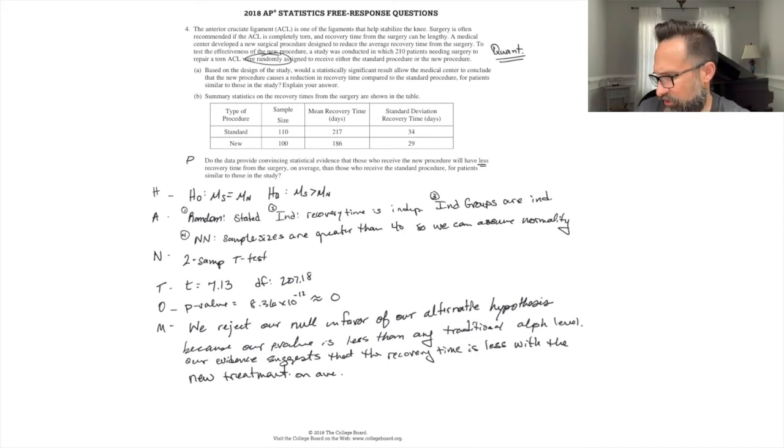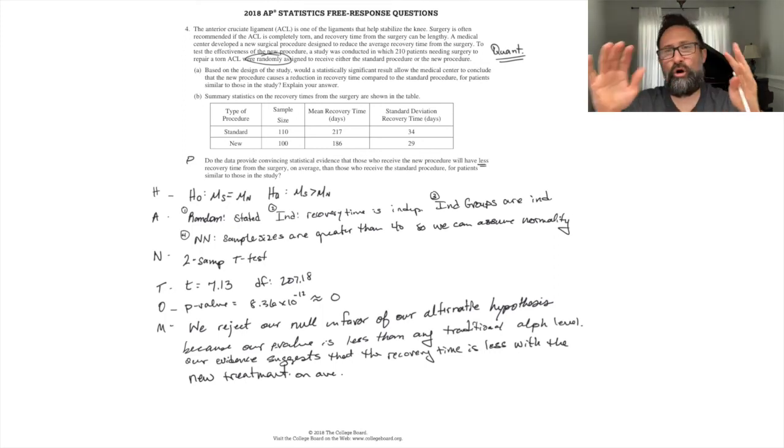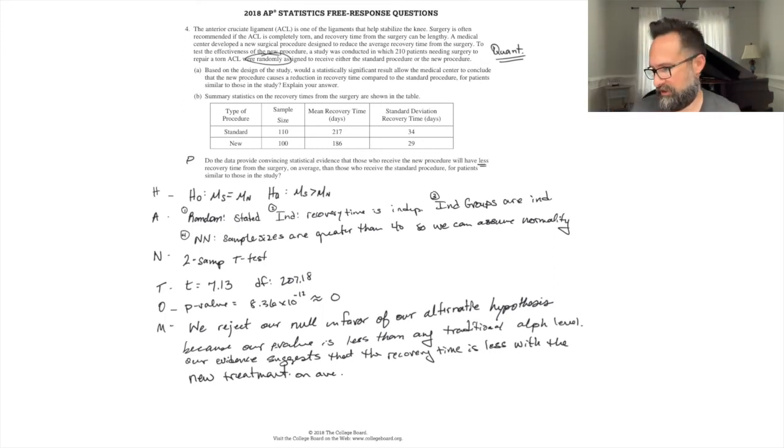Okay. In order to get part 4 correct, I needed to state a few things. I needed to state it in context. I needed to state that the recovery time for the new treatment was less, and that I based that decision on my p-value, that it was a really small p-value. If you did those 3 things, then you're good to go. If you did all of those things, then you're going to get full credit. Here again, this was quite difficult to score.